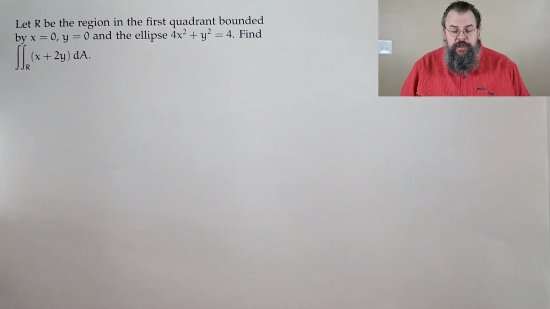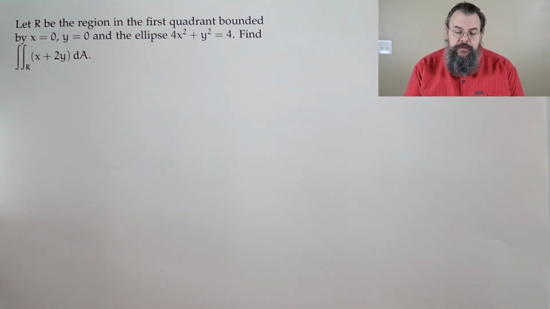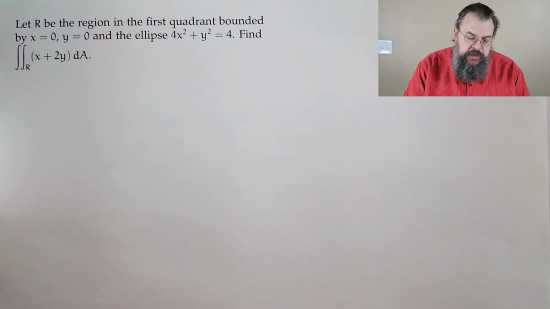Let R be the region in the first quadrant bounded by x equals 0, y equals 0, and the ellipse 4x squared plus y squared equals 4. Find the integral over the region of x plus 2y dA. All right, well, let's sketch this.